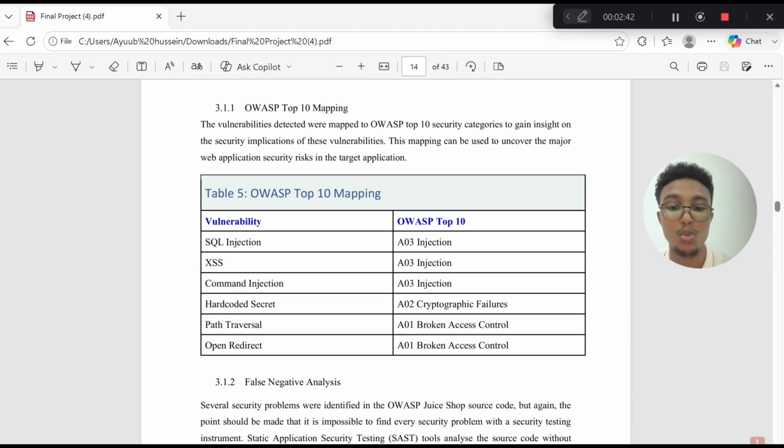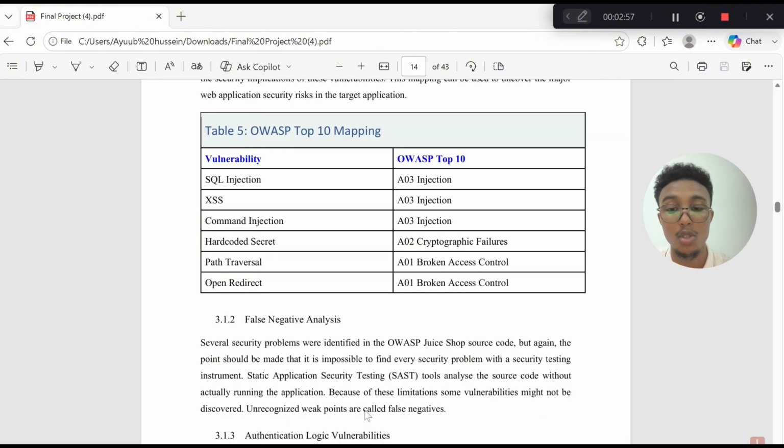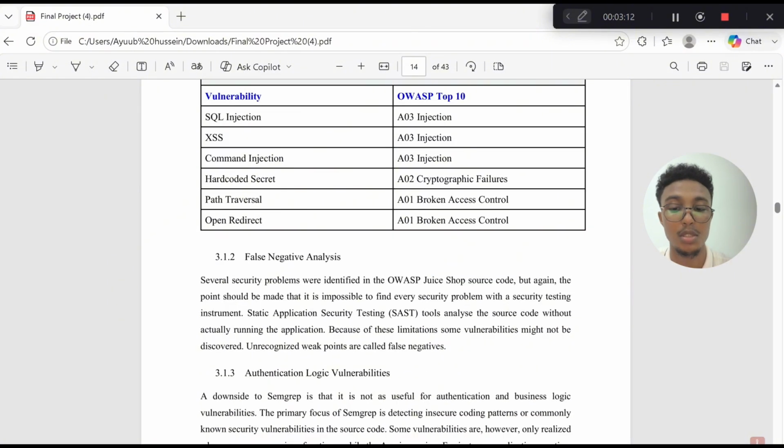Next, we mapped the detected vulnerabilities to the OWASP Top 10 security risks. For example, SQL injection, command injection, and cross-site scripting belong to A03, which is injection. Hard-coded secrets relate to A02, cryptographic failures. Path traversal and open redirect are related to broken access control. This mapping helps us understand which major security risks affect the application.